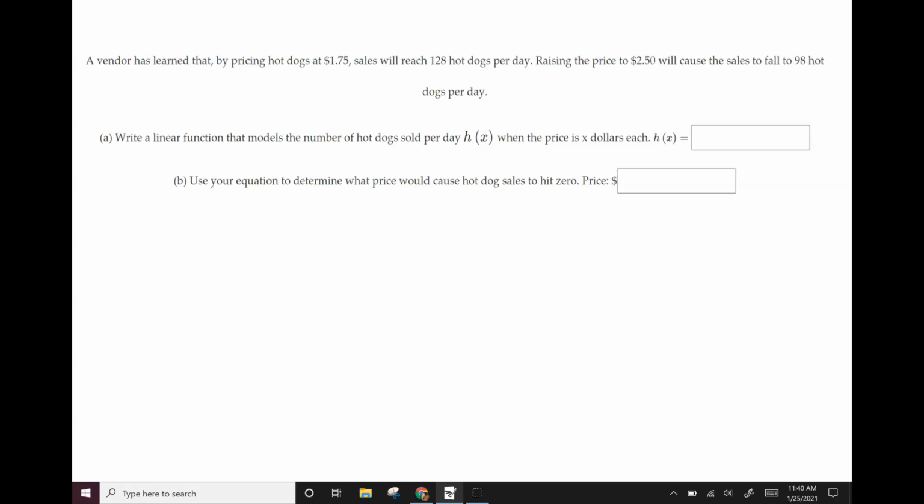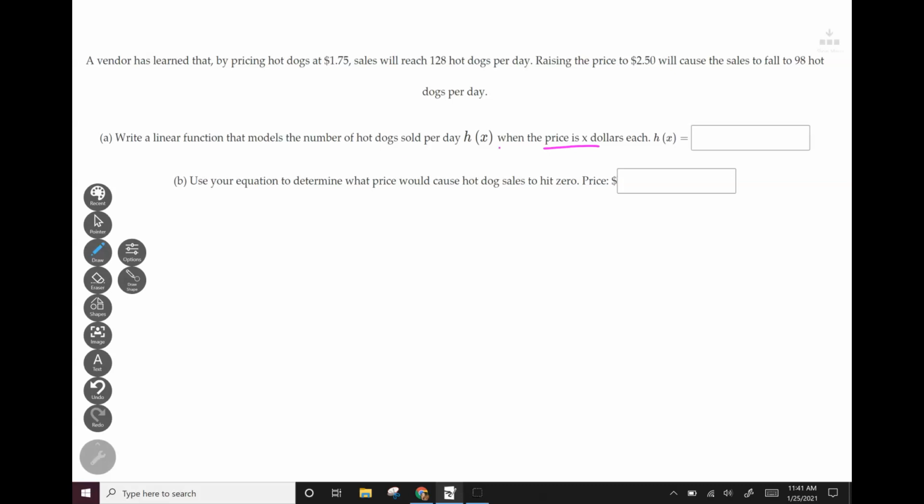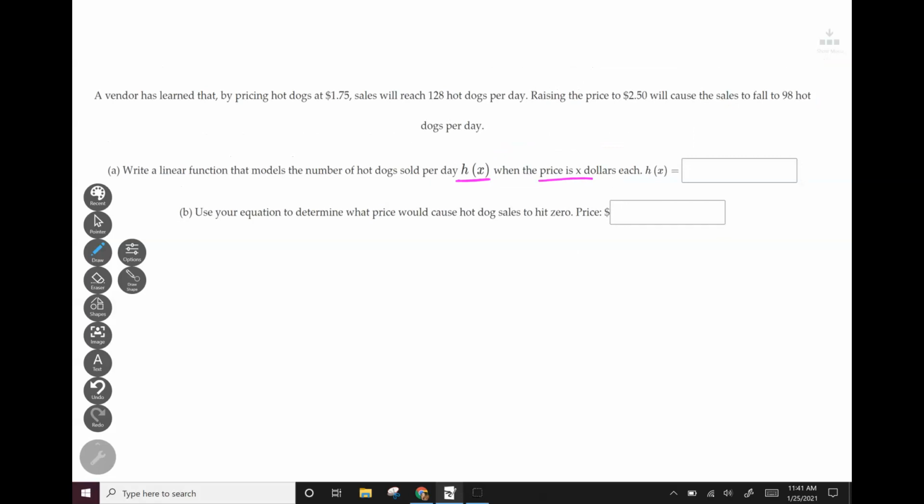So part A, write a linear function that models the number of hot dogs sold per day, h of x, when the price is x dollars each. So we see that price is x, and the number of hot dogs sold per day is your y. So first, to write the function, we need to find the slope. So again, remember, x is the dollars, so money, and then y is your hot dogs sold. So let's look at the 2 points that they gave us in this problem. Anytime they give you 2 pieces of data, those are 2 points, right? And so we can use those to find the slope and anything else we need.